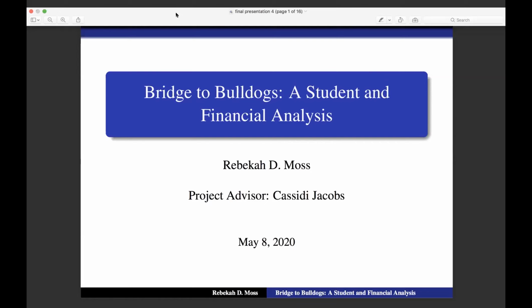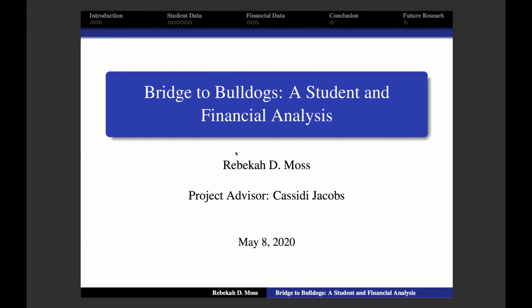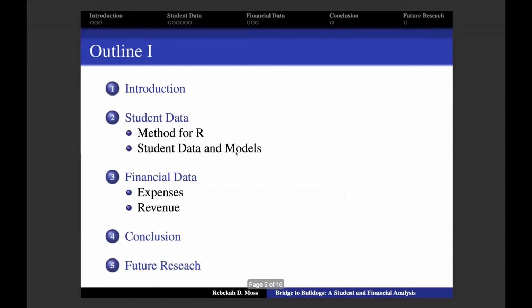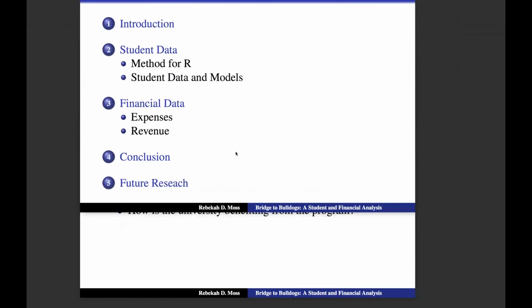Okay. Hey, everybody. My name is Rebecca Moss. My project advisor was Cassidy Jacobs. I did my project on Bridge to Bulldogs, a student and financial analysis. So today I'm going to go through an introduction of the Bridge to Bulldogs program and the questions that I posed in my project, and then I'll talk about the student data analysis, the financial data analysis, my conclusions, and future research that could be done with the Bridge to Bulldogs program.